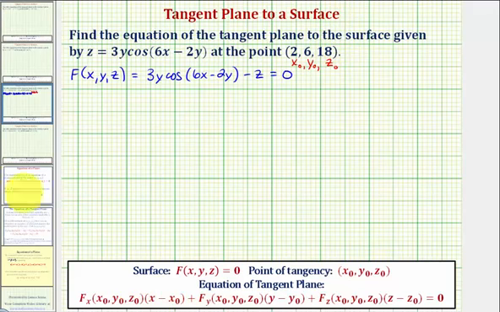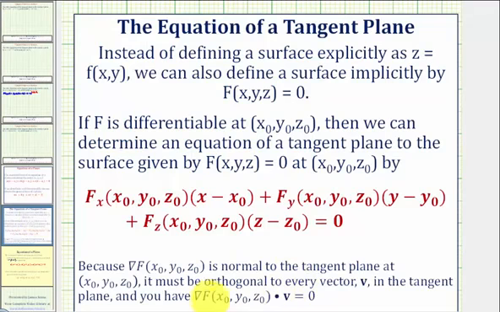And here's the equation of our tangent plane. Remember, we can derive this by finding the dot product of the gradient of F evaluated at the point of tangency and the vector v, where vector v is any vector in the tangent plane. And this is because the gradient of F is normal to the tangent plane at the point of tangency, and therefore it must be orthogonal to every vector v in the tangent plane. So the dot product must be 0. Looking at the equation of the tangent plane, the components of our vector v would be x minus x sub 0, y minus y sub 0, and z minus z sub 0.